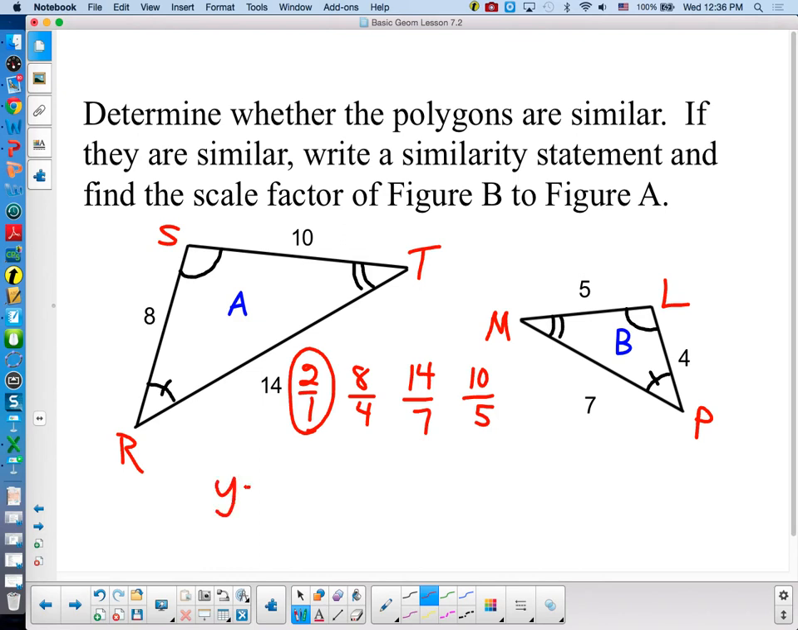So what's a similarity statement? I could go triangle RST is similar to triangle. Now match it up in the order I started. What goes with R? P, L, and then M. LM. And the scale factor of figure B to A was my 2 to 1 from figure B to A. No, I did A to B, didn't I? So I need to flip it over. Okay, so my scale factor should have been 1 to 2 to answer the question. Questions?